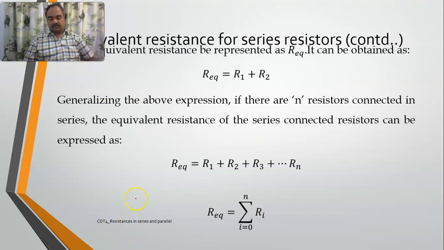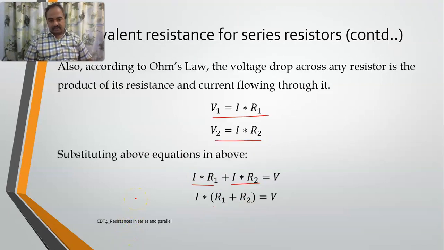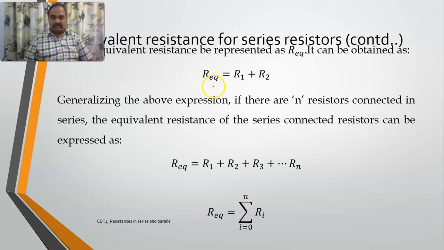So what is the net voltage in the circuit? V. What is the net current in the circuit? I. So what is the net resistance now? R1 plus R2. So this I'll represent as R equivalent. Understand now? So R equivalent is equal to R1 plus R2.